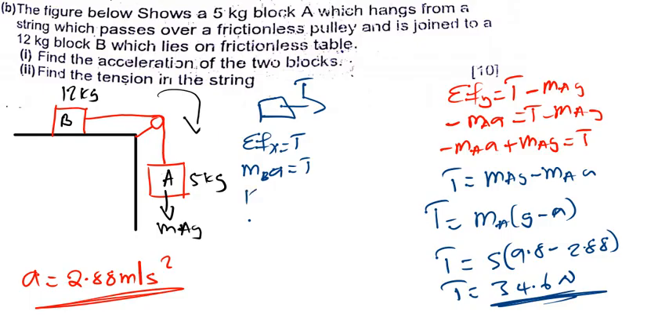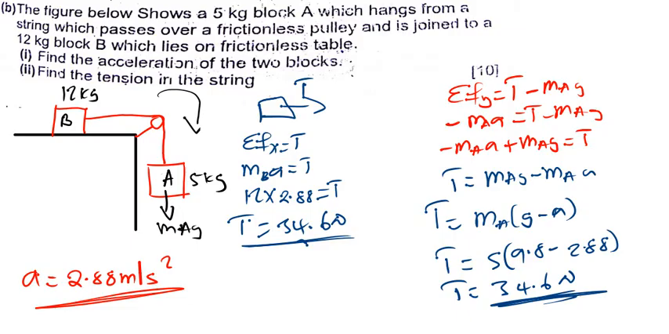The mass b is 12 times 2.88, which should be equal to the tension force. Therefore the tension force is 12 times 2.88. That is 34.56. If I round it off, 34.6, like that. So you choose which method to go with.